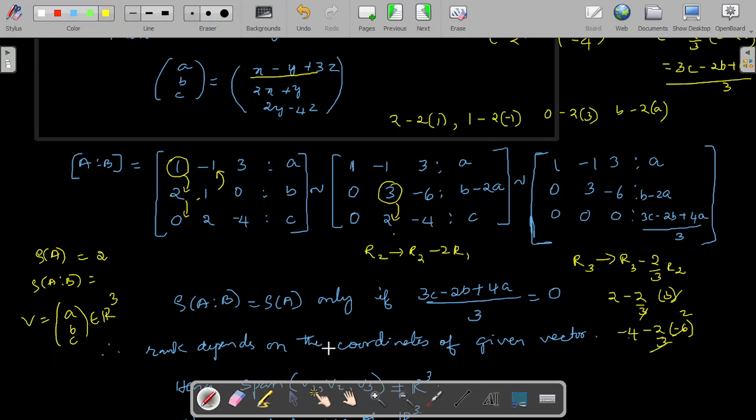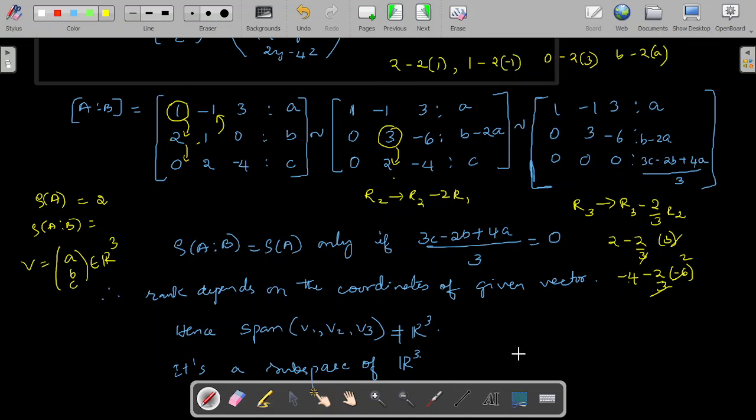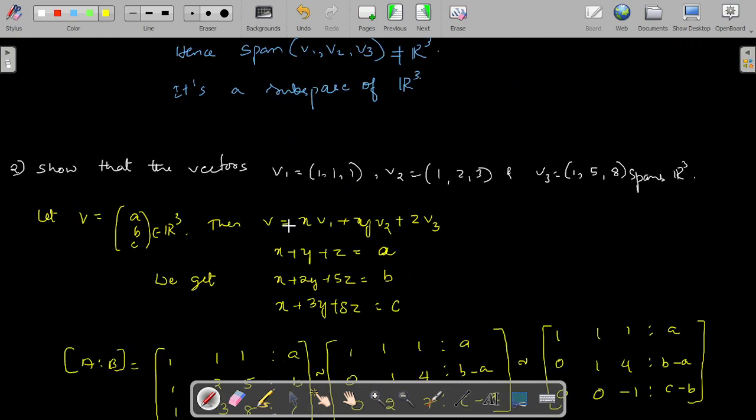Therefore, rank depends on the coordinates of the given vector. Hence, every vector need not be a linear combination of V1, V2, V3. The span of V1, V2, V3 is not equal to the entire space R cube. Hence, it is a subspace of R cube. Therefore, these three vectors won't span the whole space R cube. This is the method to check whether they span the whole space R cube or not. Similarly, take one more example.